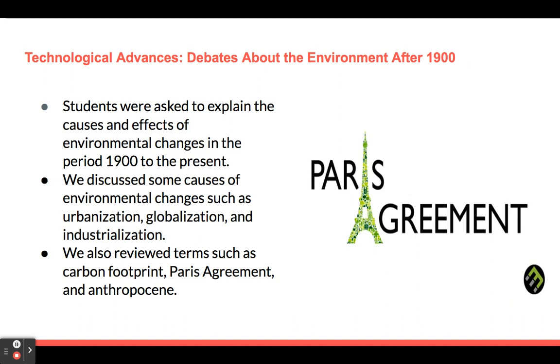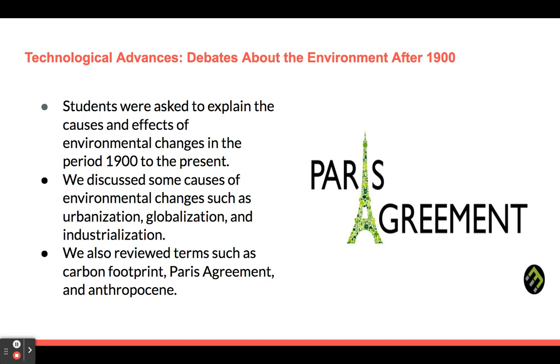We also talked about the debates about the environment after 1900 due to technological advances. Students were asked to explain the causes and effects of environmental changes in the period 1900 to the present. We discussed some causes of environmental changes, such as urbanization, globalization, and industrialization.